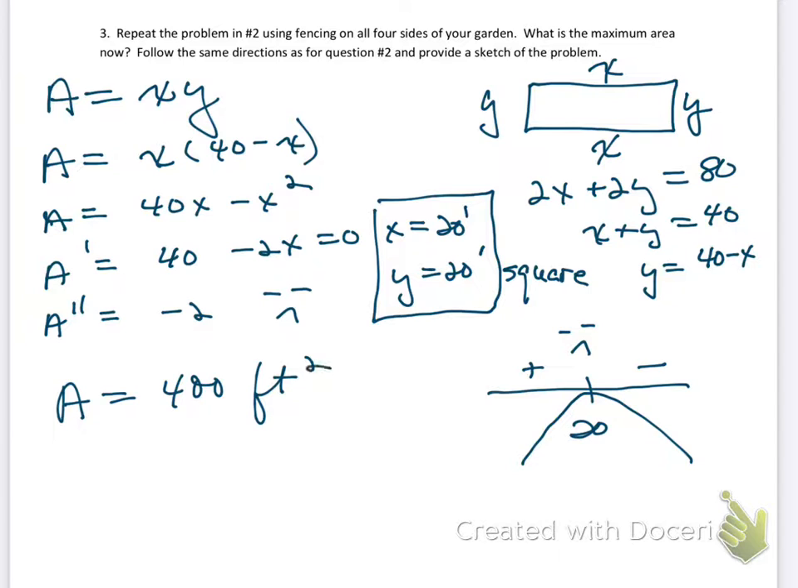So another thing that's interesting is my area is less this way. I have the same fencing, but because I had to fence all 4 sides, I have a smaller area than I did when I had the rectangle and only had to fence 3 sides. So I'm going to leave the statement to you this time, but this should give you a good handle on this material.